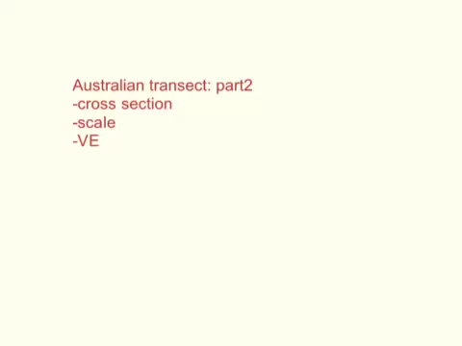Okay, g'day, welcome to the Australian Transect Part 2. This is the second video for the assessment task that you're going to be doing. In this one here, we're going to look at the cross-section, the scale and the vertical exaggeration.